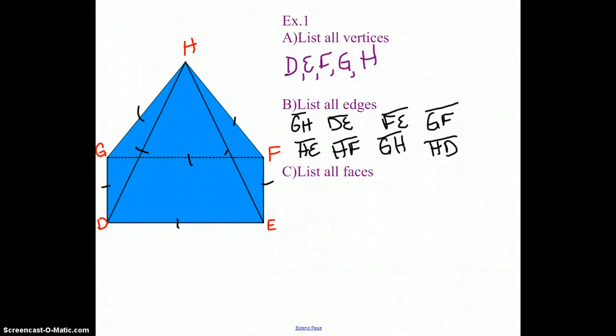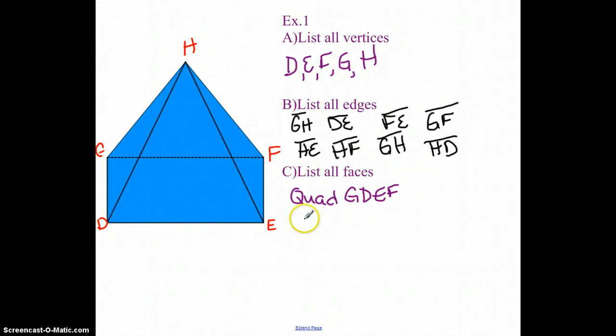Now faces. Let me get away from all these little lines that I made here. If I want to do faces, then I have to actually talk about the things that go together to make this shape. So I can see the bottom looks like some kind of quadrilateral. We said maybe a rectangle, but definitely a quadrilateral. So G, D, E, F would be that quadrilateral. Start at one point, go all the way around, listing all 4 points.